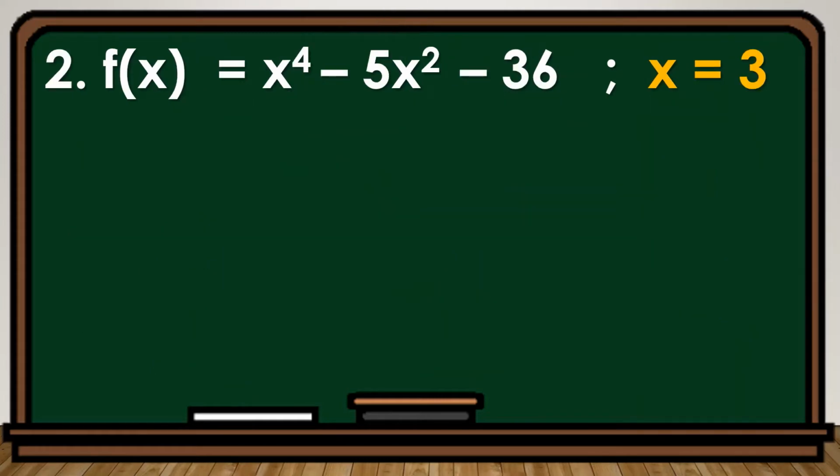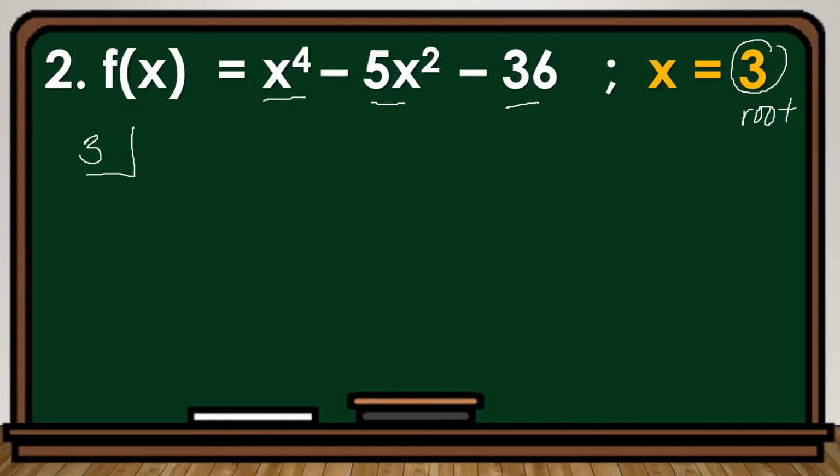Next, let's have example number 2. F of x is equal to x to the fourth minus 5x squared minus 36. And the given here is x is equal to 3. This is the root, and this will be our divisor when we do the synthetic division. So let's write here 3 as the divisor and let's enumerate the coefficients.